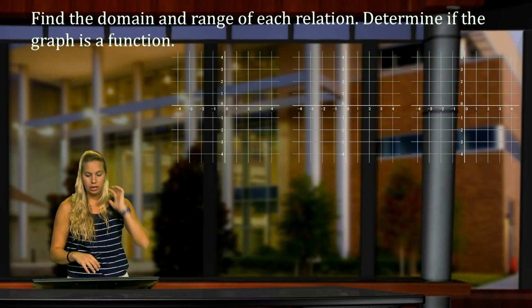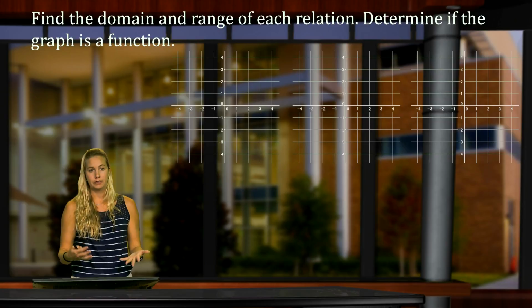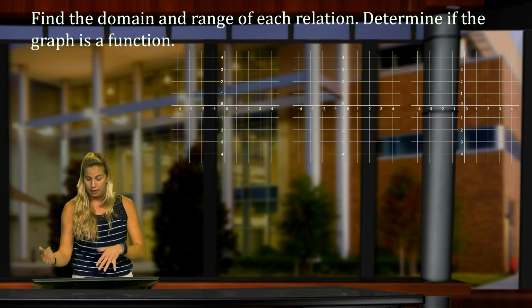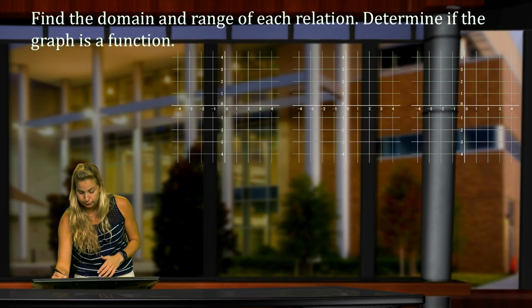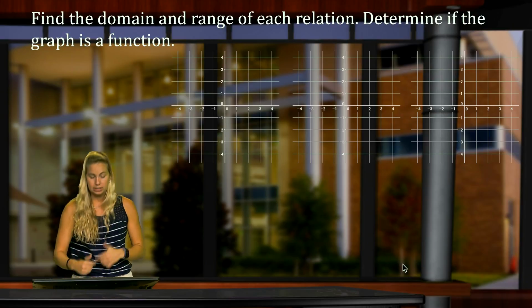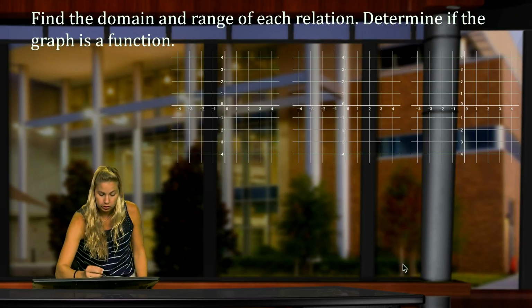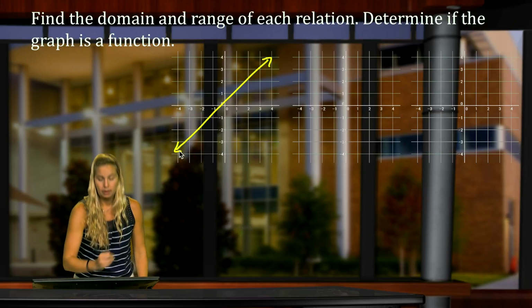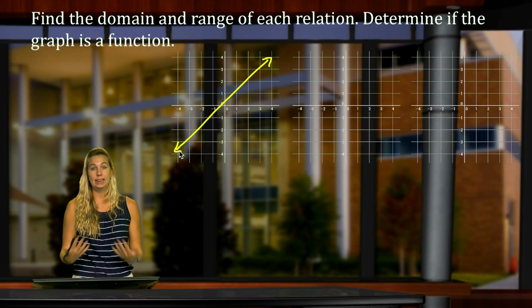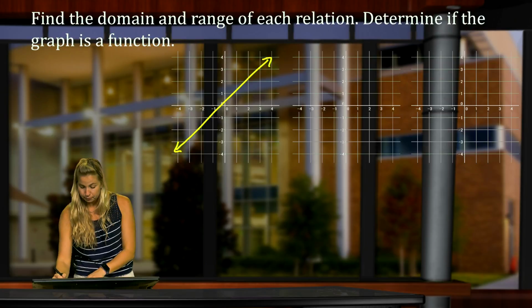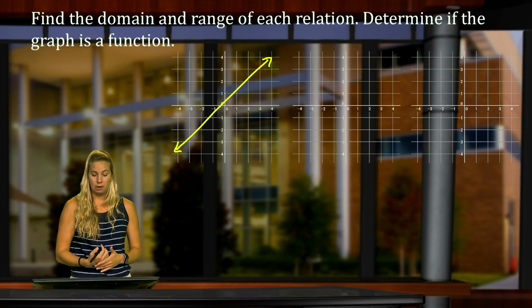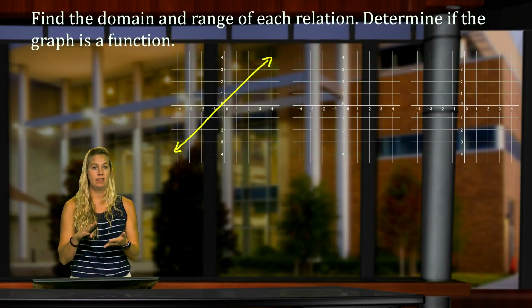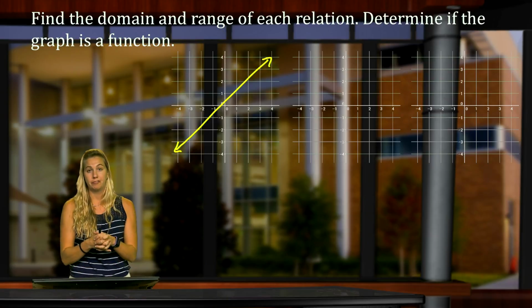Find the domain and range of each relation and then determine if the graph is a function. You'll notice that I don't actually have graphs here, so I'm going to sketch some graphs for us very quickly just to give us an idea. The first graph is going to look like this. Now, hopefully we recognize this is a linear equation. But let's talk about the domain and range of this and then whether or not it's a function.